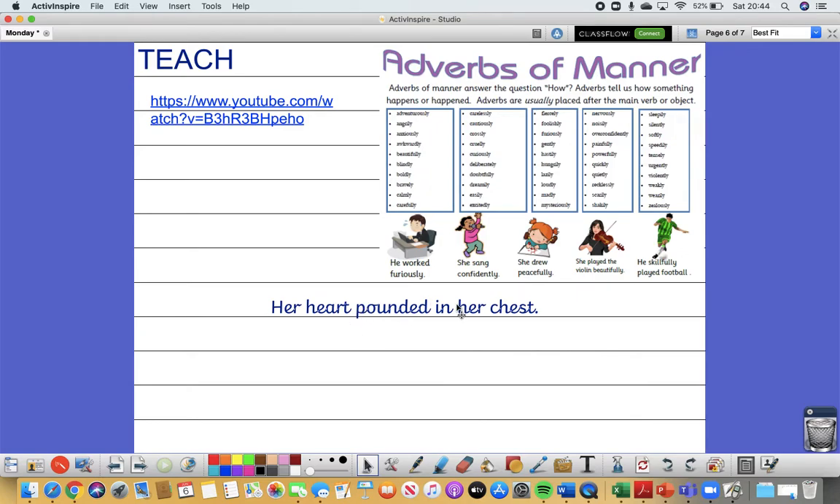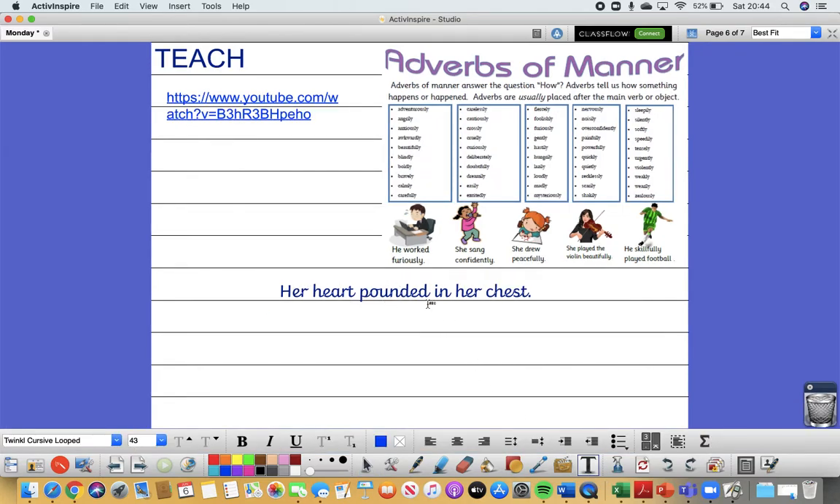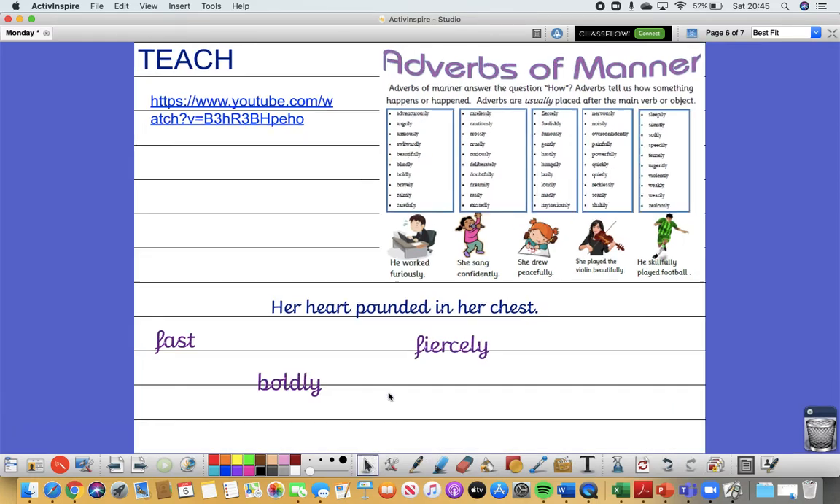So we changed the word beat to pounded in our last one. So now I want to know how that heart was pounding. Okay? So the heart was pounding. It's an easy one, fast. Okay, the pace of it was beating fast. Okay, what else could we use? Okay, the heart beat boldly. Okay, it could also have beat fiercely. Okay. So I've got a few different words there that we could choose.